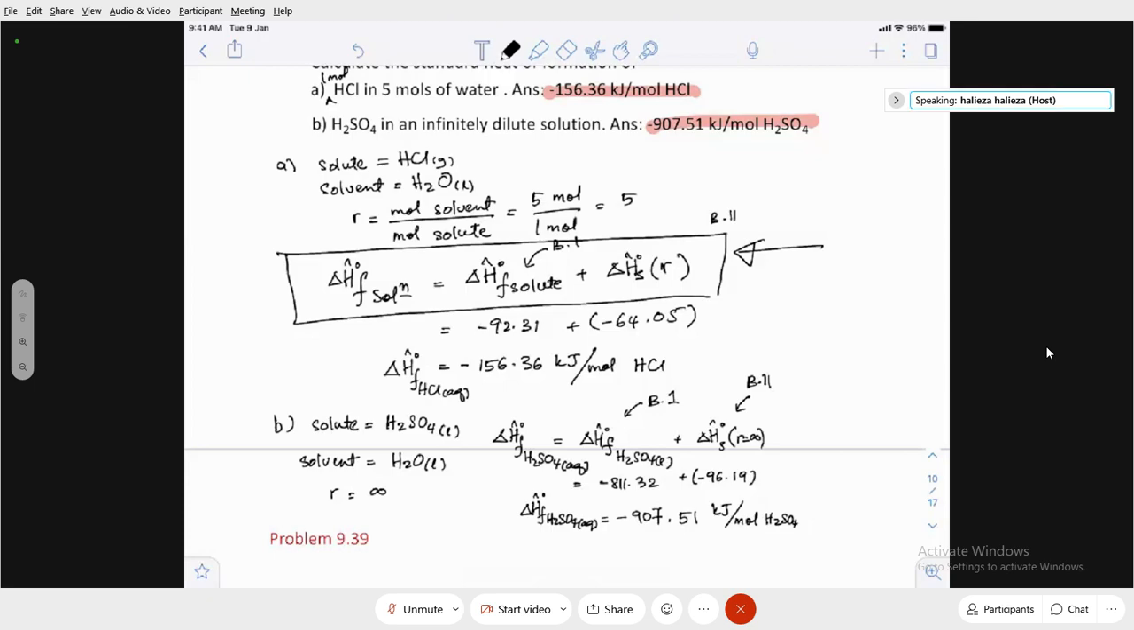Anybody, any questions? We're just looking for the heat of formation. Why do you need the heat of formation? Because you need to calculate the heat of reaction. Why do you need heat of formation? Because you want to calculate the energy balance, because your heat of formation can be used to get your enthalpy.